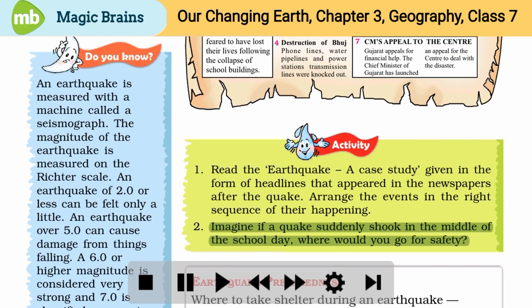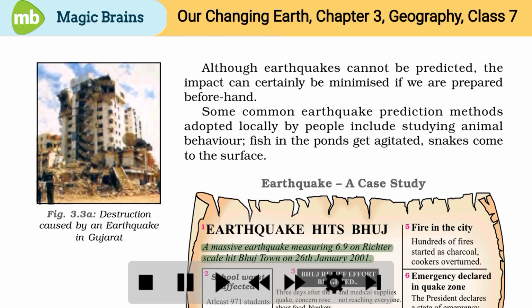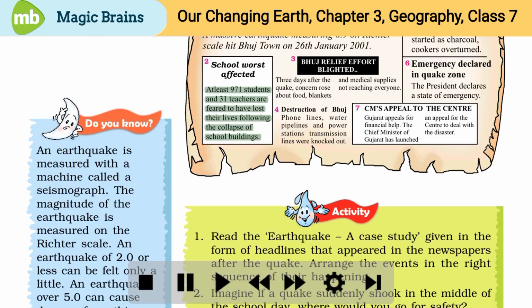2. Imagine if a quake suddenly shook in the middle of the school day. Where would you go for safety? The headlines and the matter in the newspaper is like this. 1. Earthquake hits Bhuj. A massive earthquake measuring 6.9 on Richter scale hit Bhuj town on 26 January 2001.